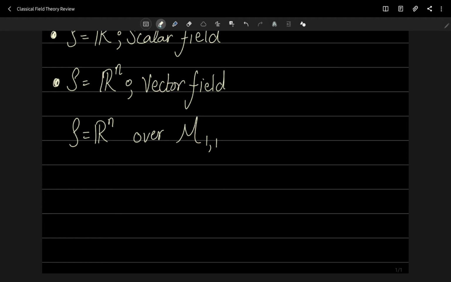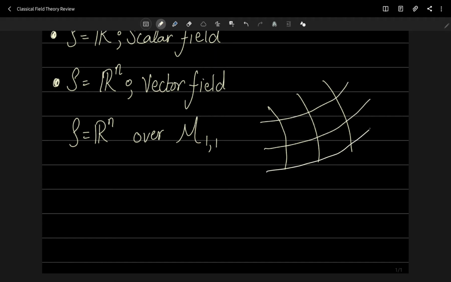Okay, so a vector field, that is rho equal to R^n, over the Minkowski space M^{1,1}, looks a bit like this. Let me see if I can draw this. This space is the manifold M^{1,1}, which is the Minkowski space, and from the points over here you have a vector perpendicular to this manifold, and this is of course a vector that belongs to R^n, right? Okay, so that was for some drawing.